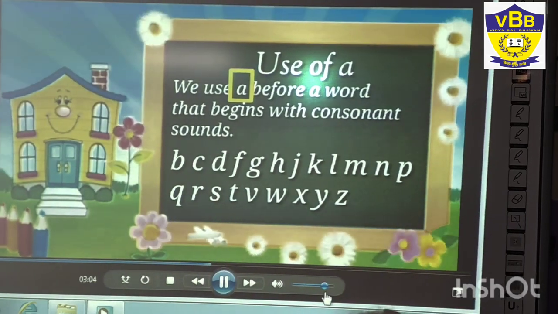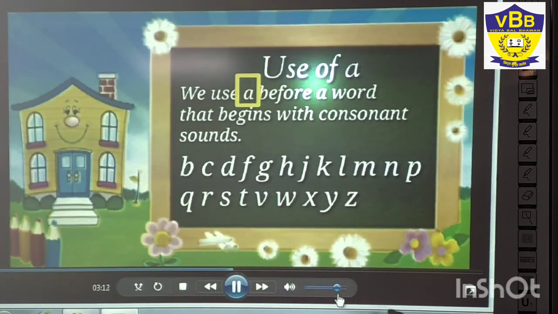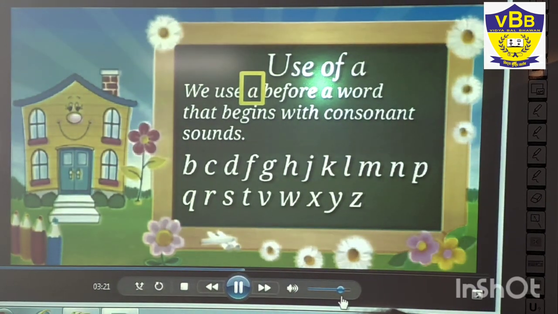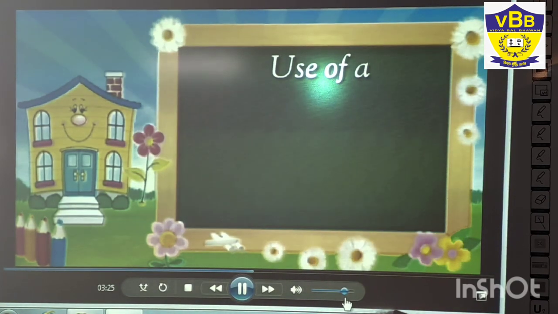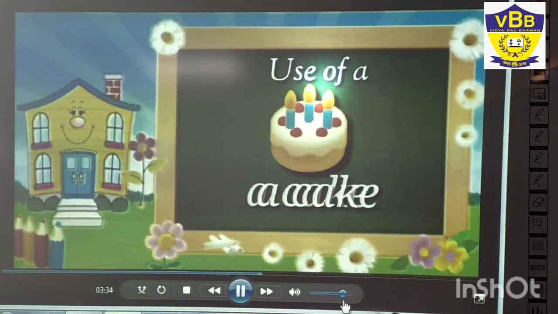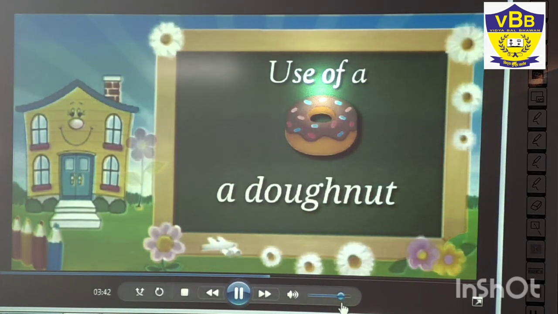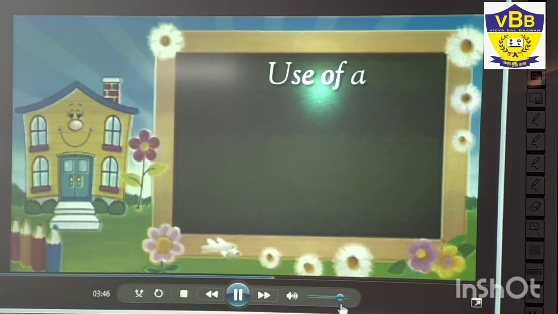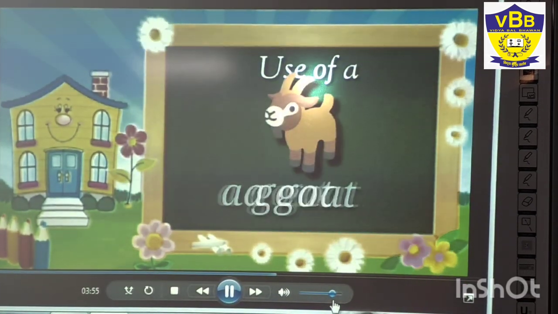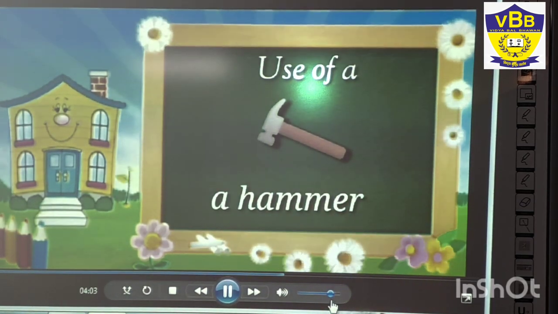We use A before a word that begins with consonant sounds B, C, D, F, G, H, J, K, L, M, N, P, Q, R, S, T, V, W, X, Y, Z. Like a banana, a cake, a donut, a fish, a goat, a hammer.